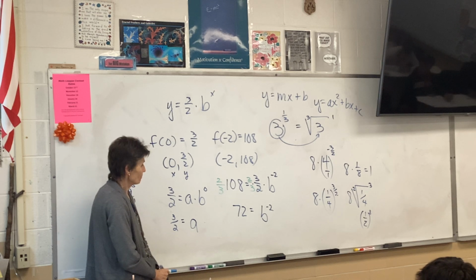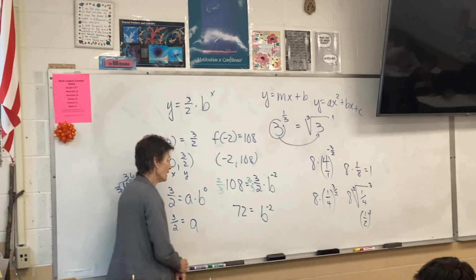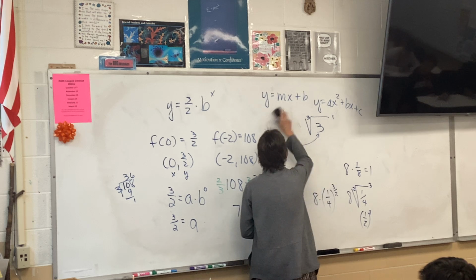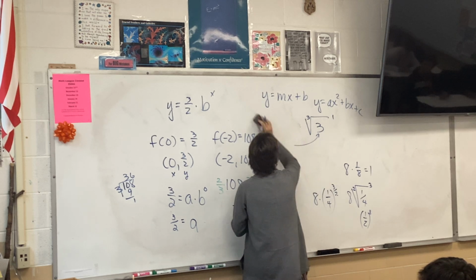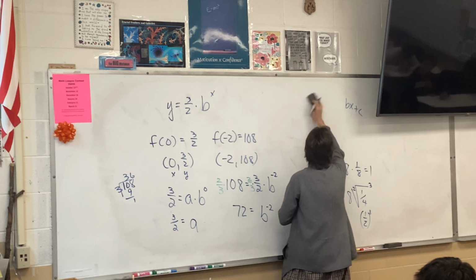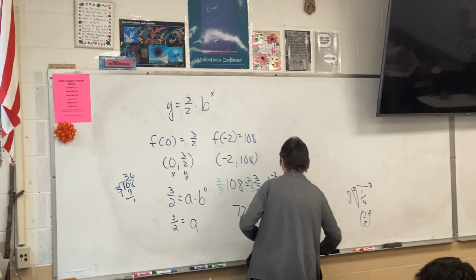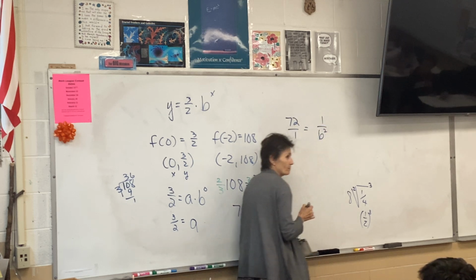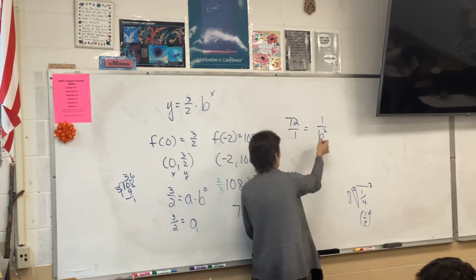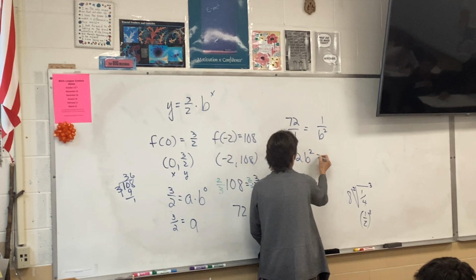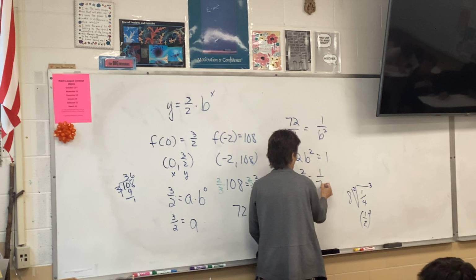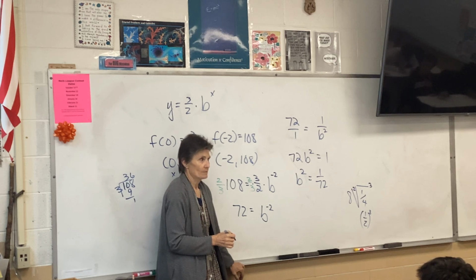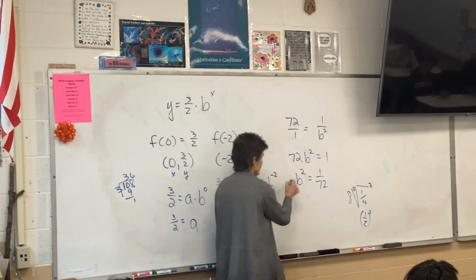And then, what do I do now? Square root. Well, I've got to be careful, that's a negative exponent. So, no. Let's make the exponent positive. Oh, 1 over b squared. So 72 over 1 equals 1 over b squared. So if I cross multiply, looks like b squared equals 1 over 72, is that right? Is that okay? And now I can square root.